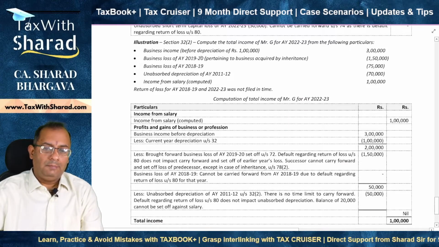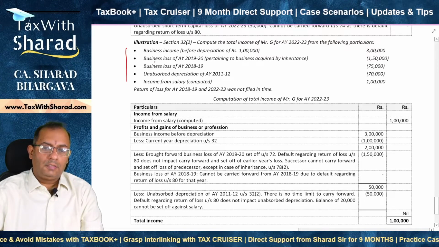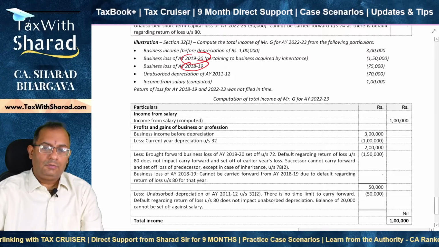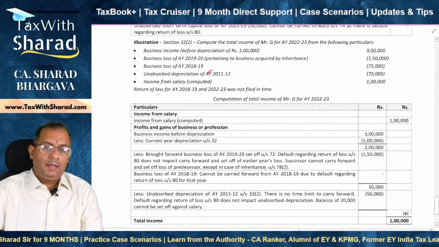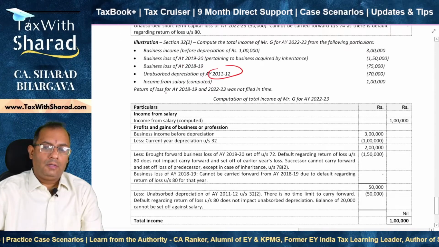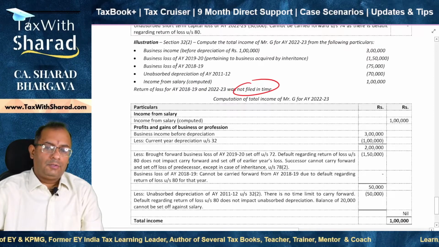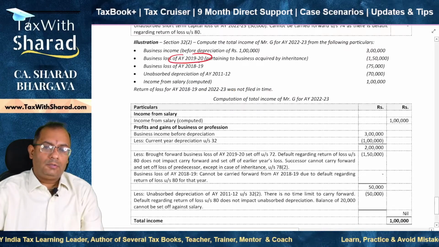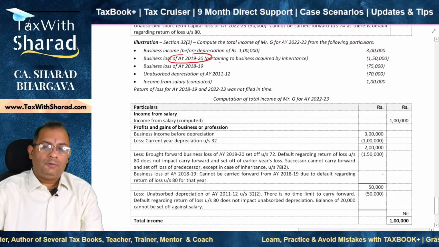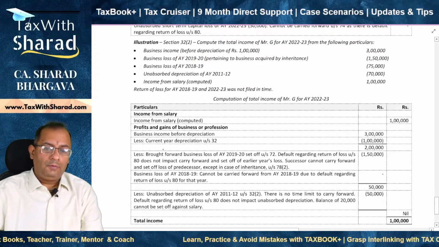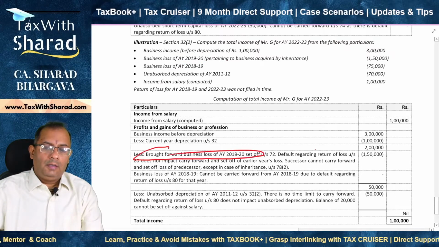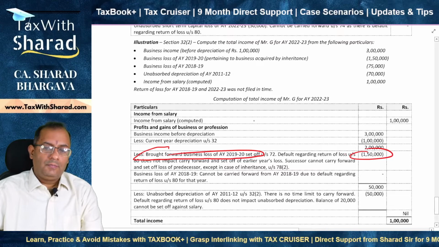Let's look at the last example. Now here are the details of losses. This is a business loss of 2019-20, business loss of 2018-19, unabsorbed depreciation of 11-12, and we are told that return of loss for 2018-19 and 2022-23, that is the current year, was not filed in time. So what happens to business loss of 2019-20? The return of loss for that year was filed in time, and therefore you can bring it forward and then you can set it off in the current year.